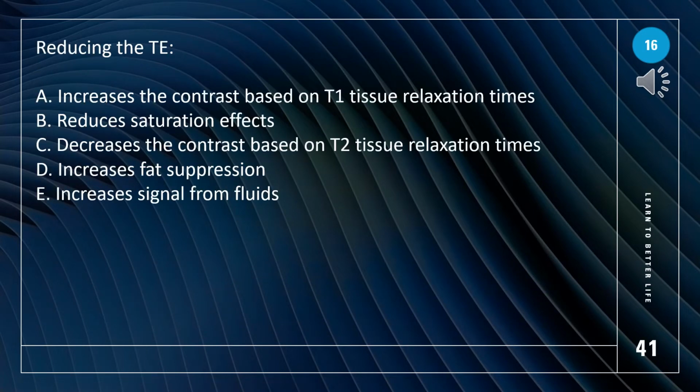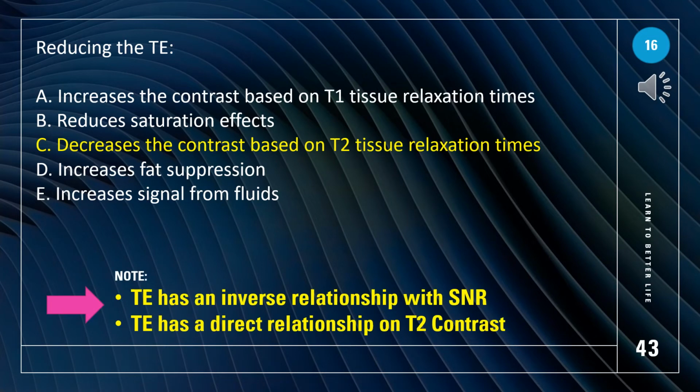Reducing the TE affects what below? Please pause and think carefully. The answer is C. Decreases the contrast based on T2 tissue relaxation times. As we learned earlier, TE has an inverse relationship with SNR, and TE has a direct relationship on T2 contrast.